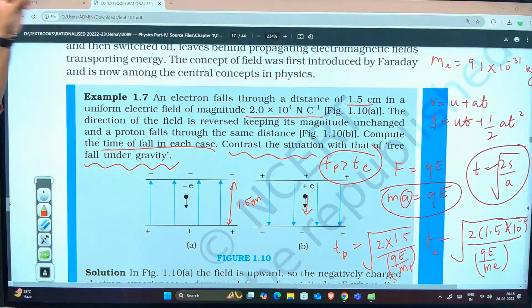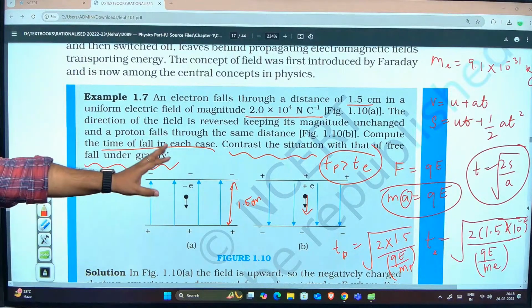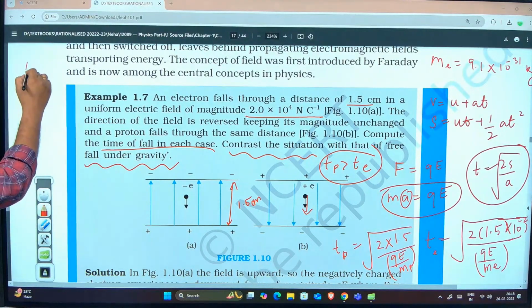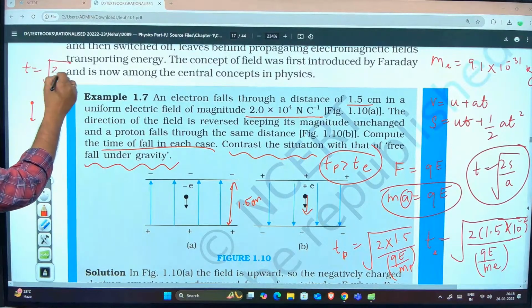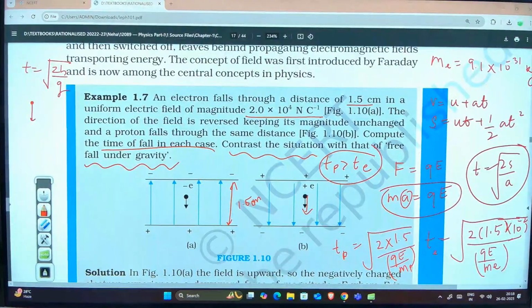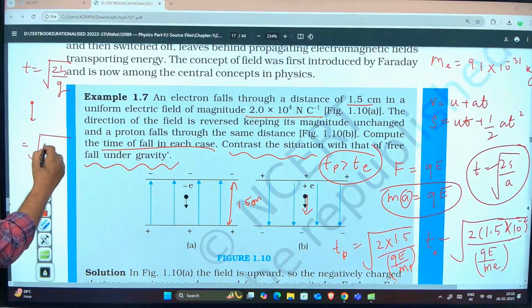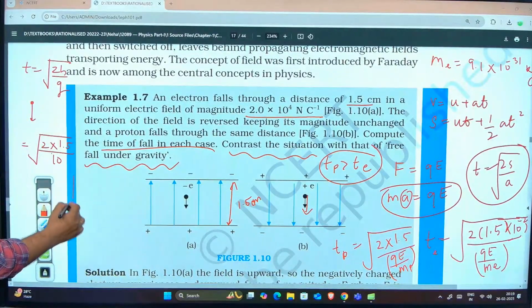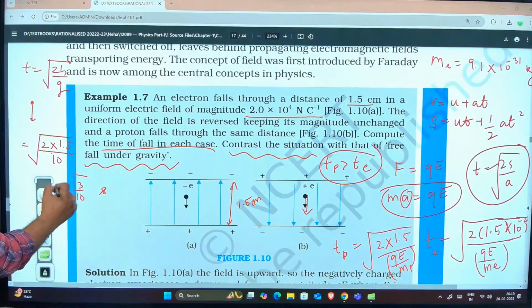Now let us assume this field is not there, and it's just a charge of mass of electron falling under the action of gravity. We know the formula is t is equal to root over 2h by g. So how much is the value? Root over 2 into h, h is 1.5, g you take 9 or 10. So root over 3 by 10. This much seconds it will take to come down.